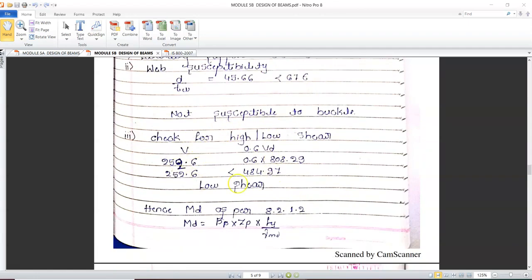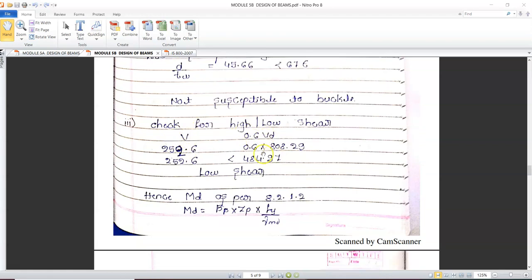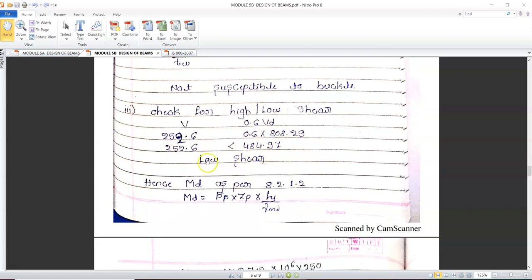Next we have to check this clause, whether V, the actual shear force, is less than 0.6 times VD, the design shear. Now the actual, or factored, shear force is 252.6, and 0.6 times VD is 0.6 into the design shear force, which is 484. If V is less than 0.6 times VD, we call it low shear. If V is greater than 0.6 times VD, we call it high shear. In our case, it is low shear.